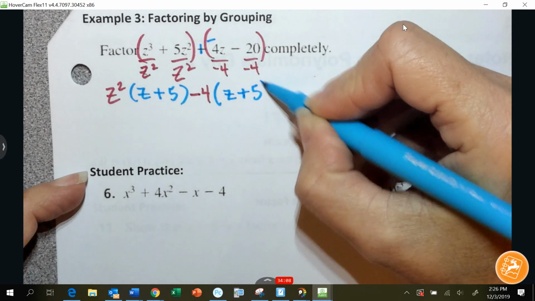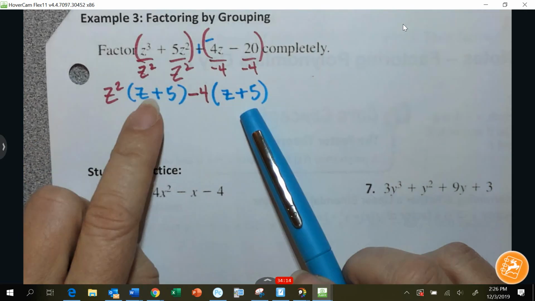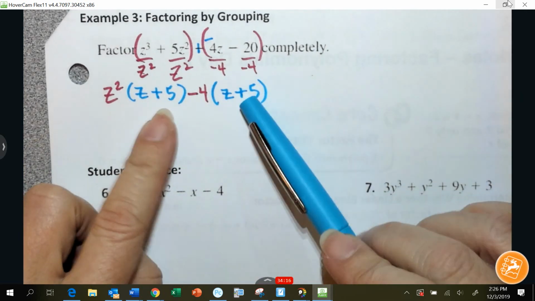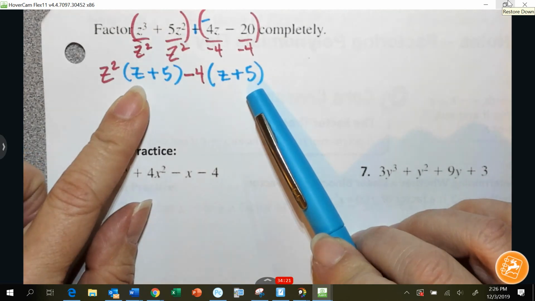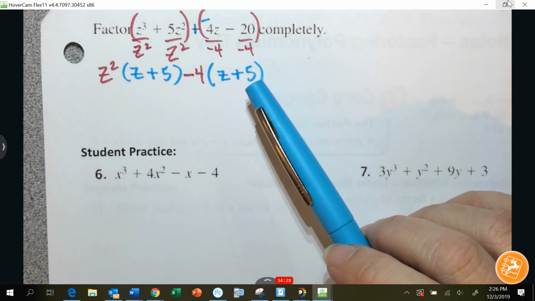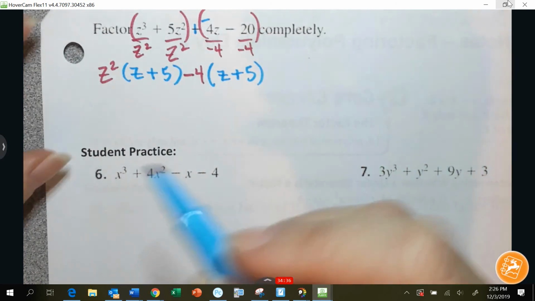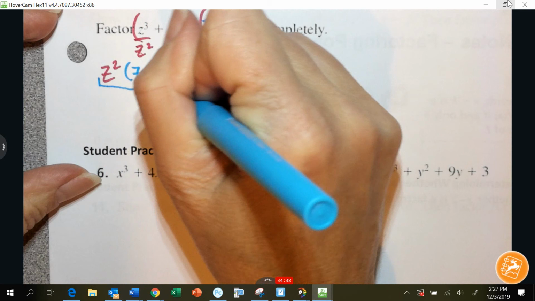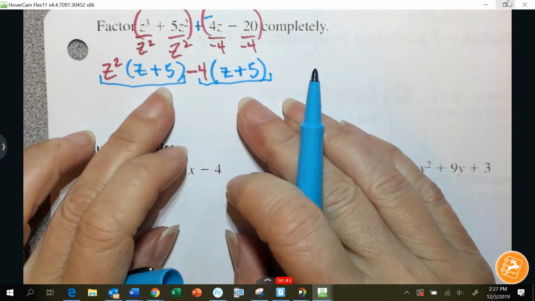We're trying to take out the negative 4 so that these are going to be exactly the same. That's what we want to have. Yes, Martin? So would it be z squared minus 4 and then z plus 5 squared? No. So now what we do, you put some brackets underneath z plus 5. Now what we have is a binomial.